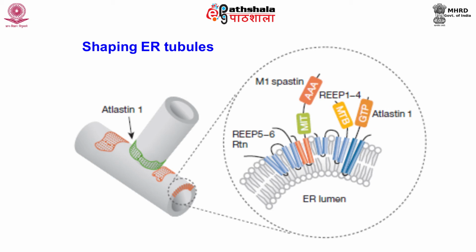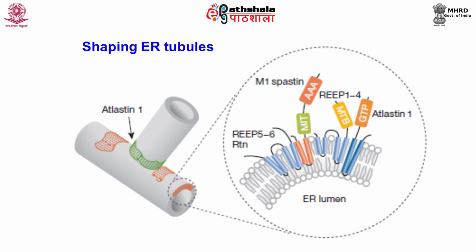Reticulon family of proteins contribute to bending of membrane by forming a transmembrane hairpin topology. This structure acts as a wedge which moves lipids in the outer leaflet of the bilayer to some other position and ultimately leads to membrane curvature.